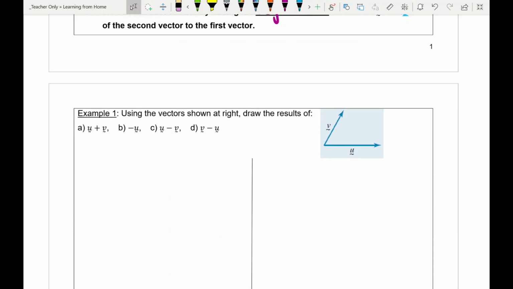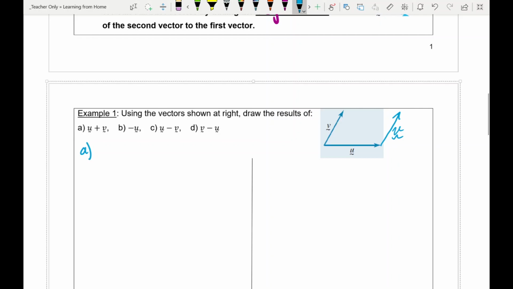Draw the results of U plus V, negative U, U minus V, and V minus U. So let's start with part A. If we have U plus V, as it stands, we have a small issue, which is that our heads are not matching up with our tails. So we have to do in our minds sort of a horizontal shift of this v component so that the tail matches up with the head of u. So that's still v. All we've done is sort of moved it on our page.